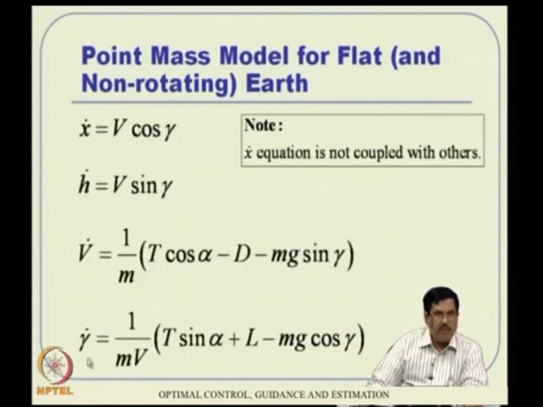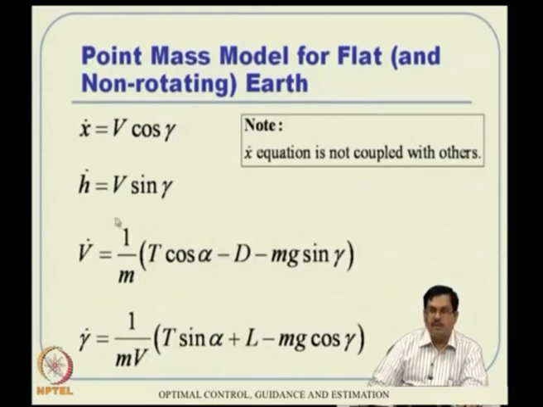Okay. So under those assumptions, we'll consider this set of equations to deal with, where x, h, v, gamma are state variables, let's say, and then alpha is the control variable, okay, and D and L, remember they are also functions of alpha. Okay. Drag and lift, they are certainly functions of alpha actually. Okay, and especially this mass quantity, okay, and thrust, we interpret them as parameters actually.